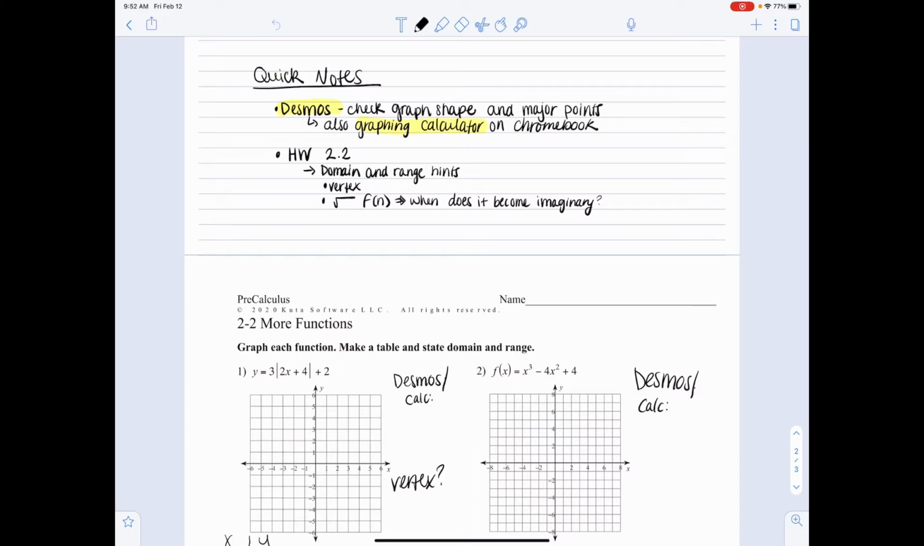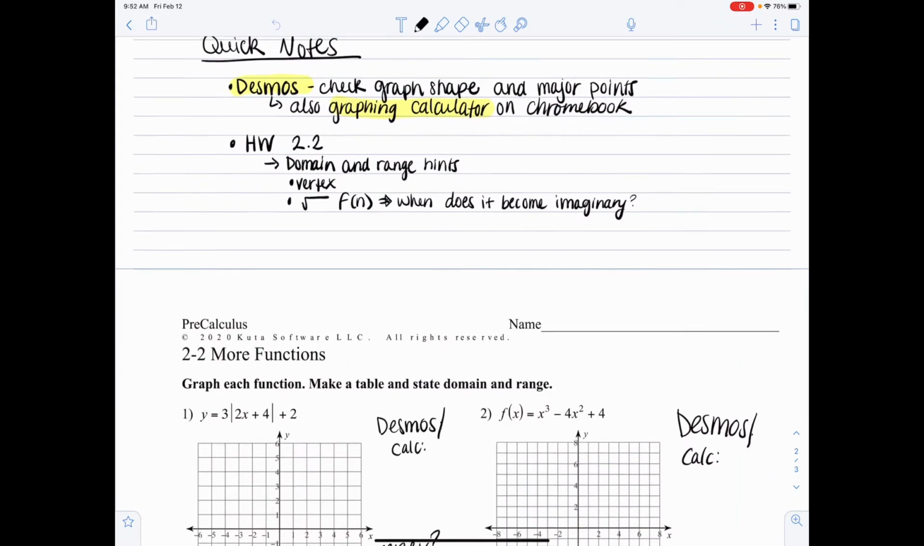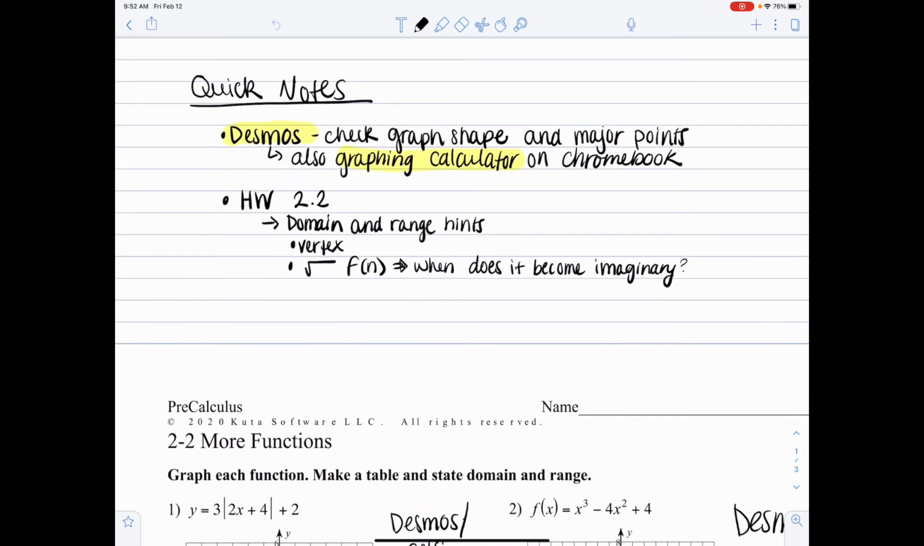A couple things: it didn't seem clear to me that people were using Desmos or a graphing calculator to check their work. You need to check what a graph looks like on Desmos or a graphing calculator in order to make sure you get the entire scope of the graph in your picture. Another thing is you have a graphing calculator on your Chromebook. That got downloaded to your Chromebook this year. So everybody has access to a TI-84-ish graphing calculator on your Chromebook. Go find that application. Also, Desmos.com is pretty straightforward as well.